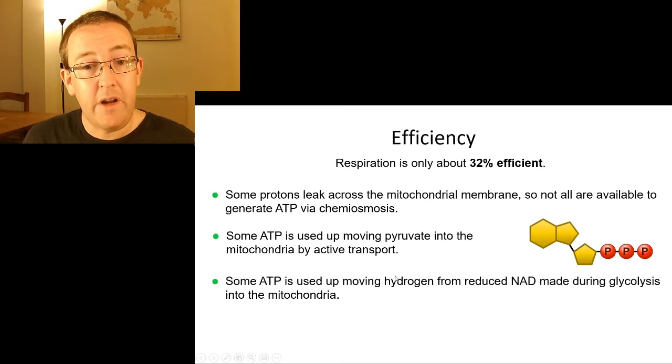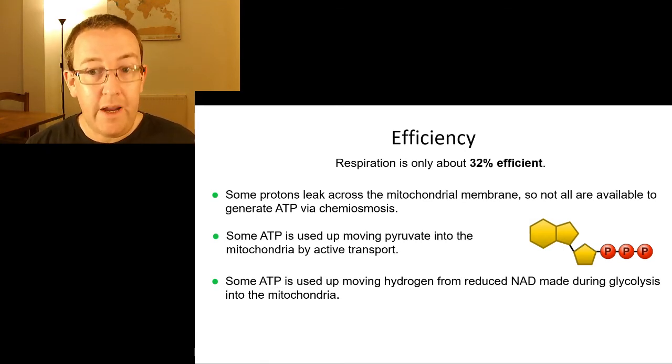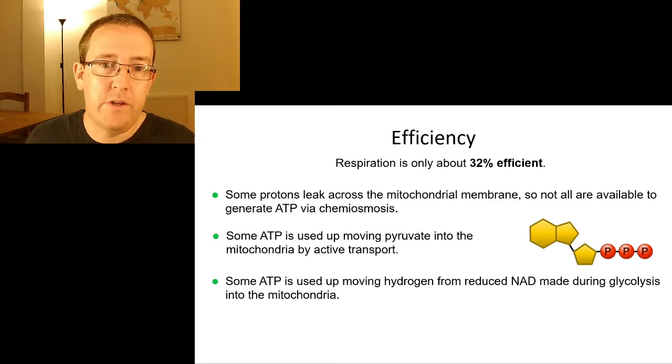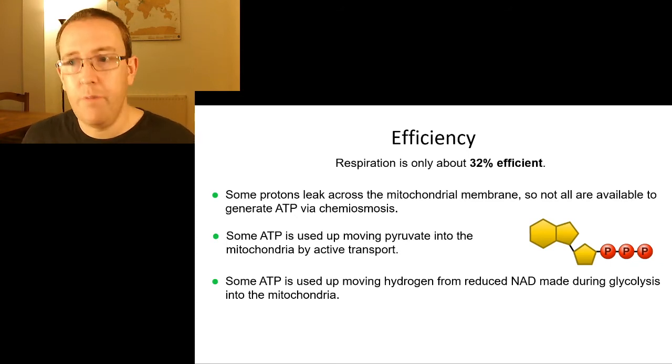Okay. Similarly, you've got to move some other things like hydrogen from reduced NAD made during glycolysis into the mitochondria. There's other things you actively have to move around in the mitochondria, thus using up some of your ATP. So it's not available for other cellular processes.